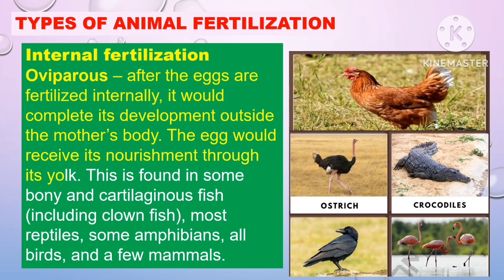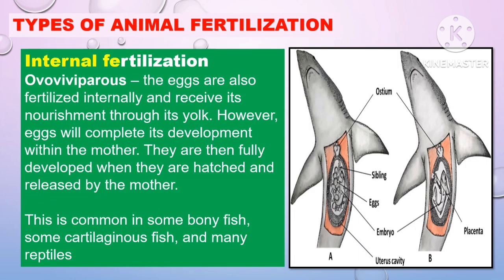After the eggs are fertilized internally, they complete their development outside the mother's body. The egg receives its nourishment through its yolk. This is found in some bony and cartilaginous fish, including clownfish, and most reptiles, some amphibians, all birds, and a few mammals.